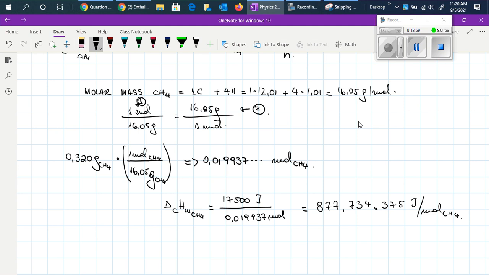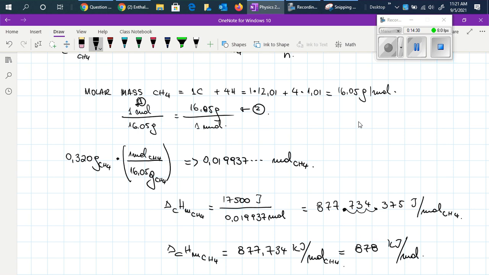So first we convert it into kilojoules. The molar combustion of methane will be 877.734 kilojoules per mole of methane. And now we deal with the correct number of significant digits, which is 3. So this will be 878 kilojoules per mole. The molar heat of combustion for methane is 878 kilojoules per 1 mole of methane.